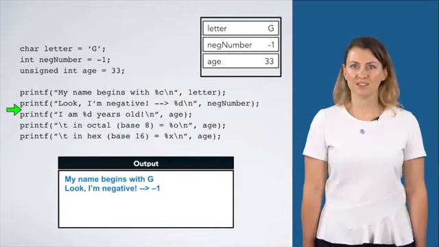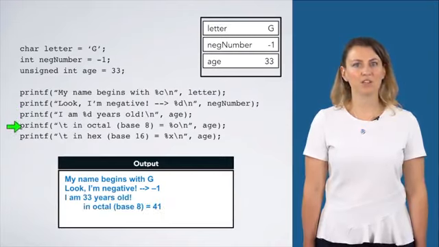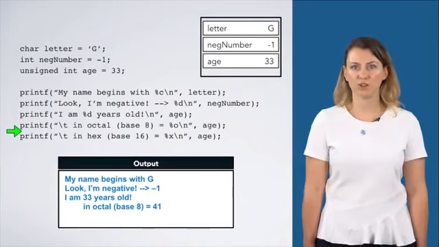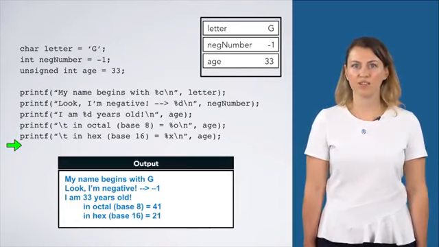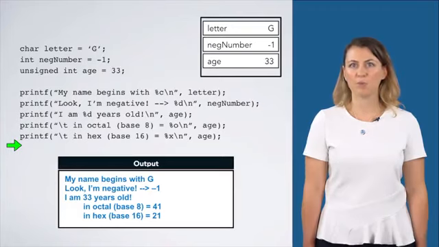The next statement prints the value of age as a decimal integer, but the next statement uses the %o format specifier telling printf to print the value of age in octal or base 8. The final statement has a %x telling printf to print the value of age as a hexadecimal or base 16 integer.